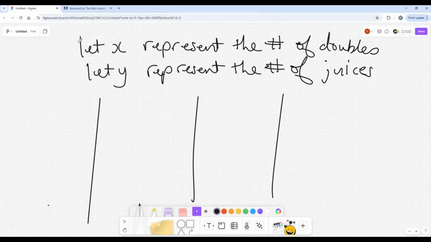Now as I was by the doubles lady, remember I said that a real Trini cannot only eat 1 doubles. So how can I represent this problem as an inequality? X must be greater than or equal to 2. I also said that I at least need 1 juice to quench my thirst. So y must be greater than or equal to 1.